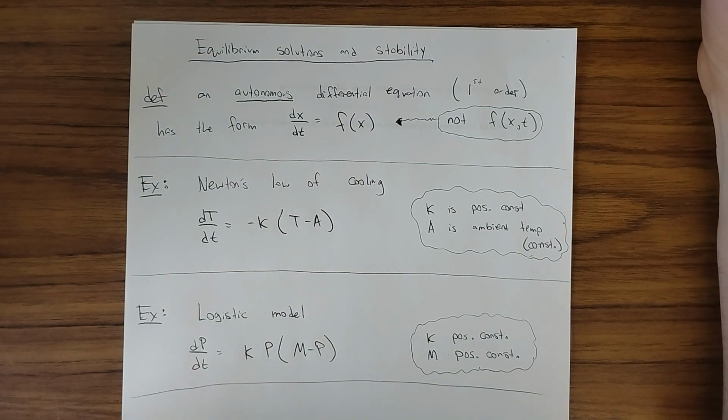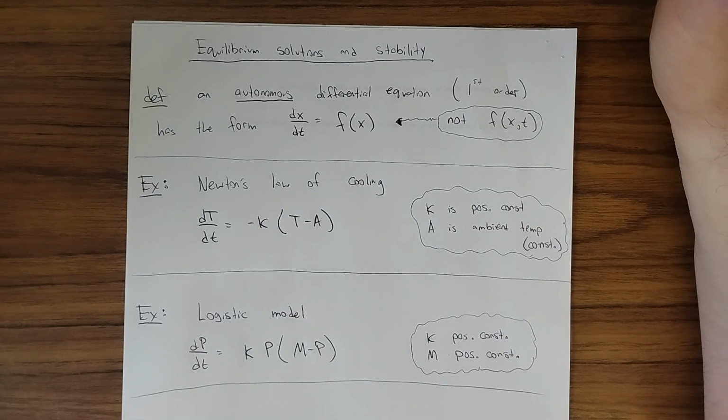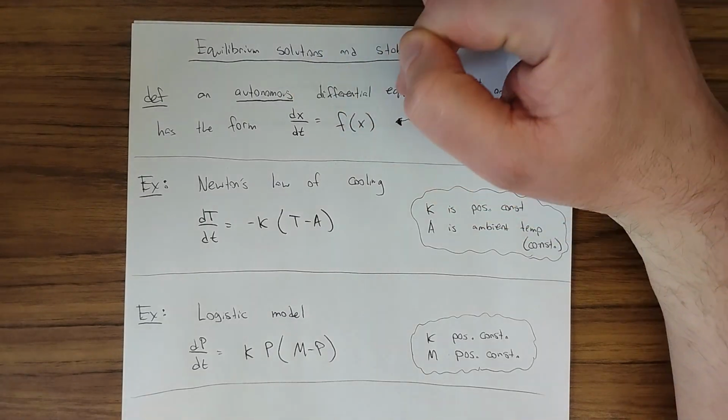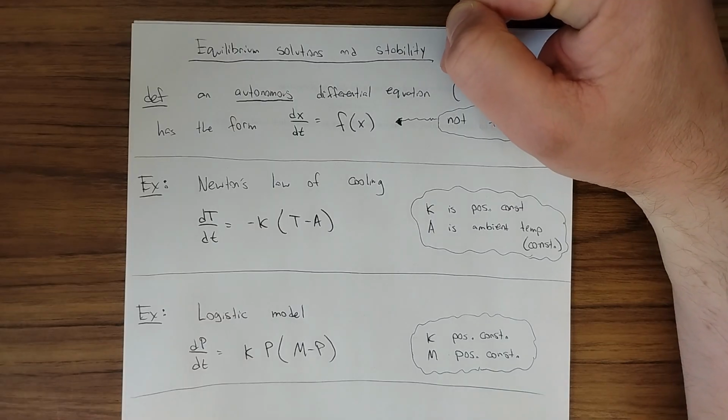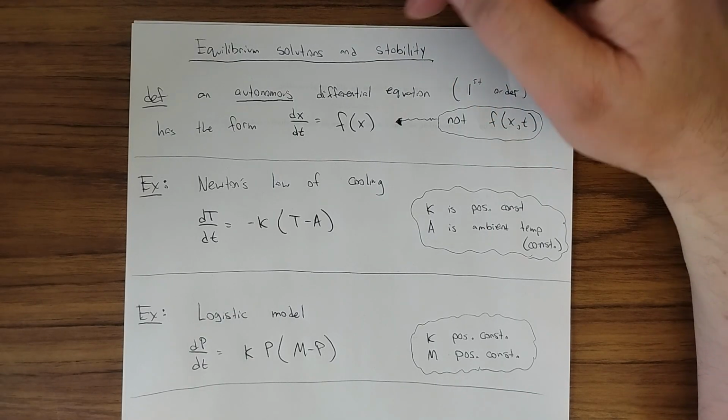Okay, so let's talk about what we call equilibrium solutions and stability. The type of differential equation that's relevant here is called an autonomous one. And in particular, we're going to talk about first order autonomous differential equations.